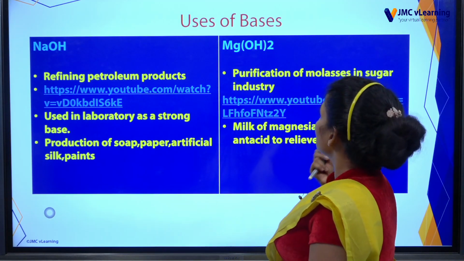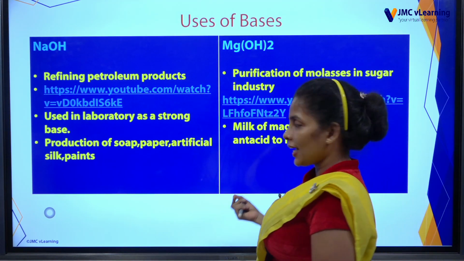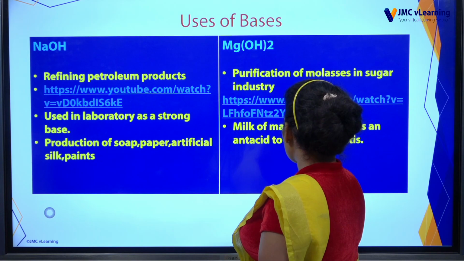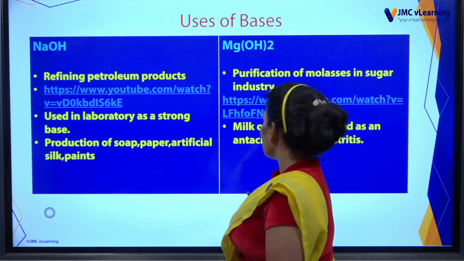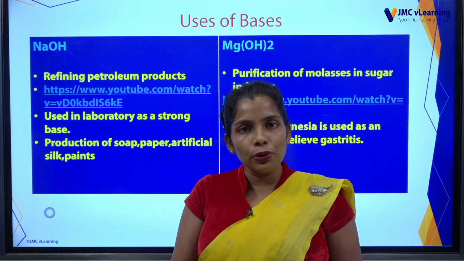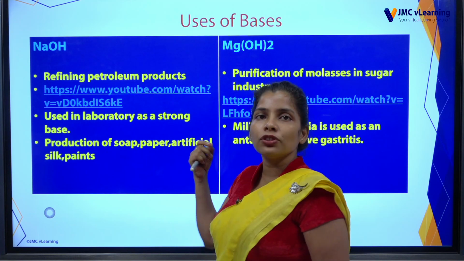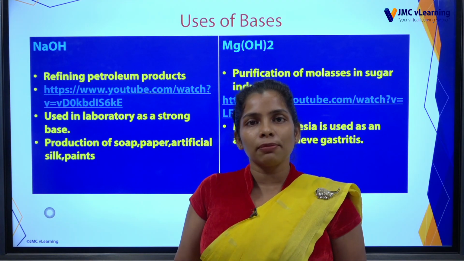Now the last use of bases is milk of magnesia. Milk of magnesia is used as an antacid to relieve gastritis. When you have gastritis, you can use milk of magnesia. Those are the uses of sodium hydroxide and magnesium hydroxide.